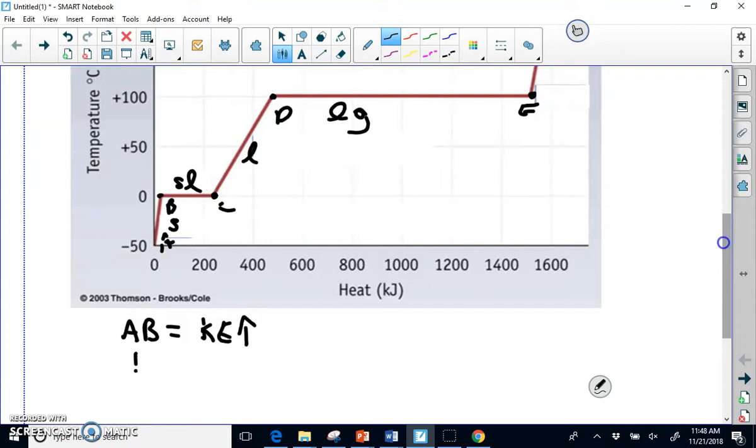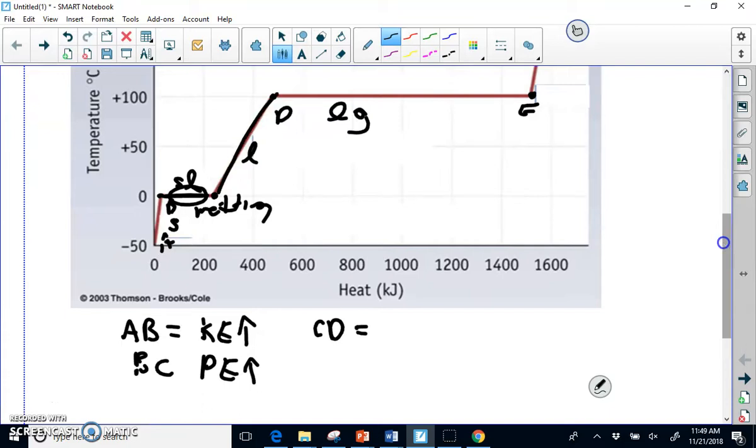Okay, during BC, this is when melting starts. At that point, the kinetic energy is staying constant because the line is flat, but the potential energy is increasing because the particles are starting to move far apart. And this is important: when the line is flat, the energy of the heat is going into moving the particles further apart.